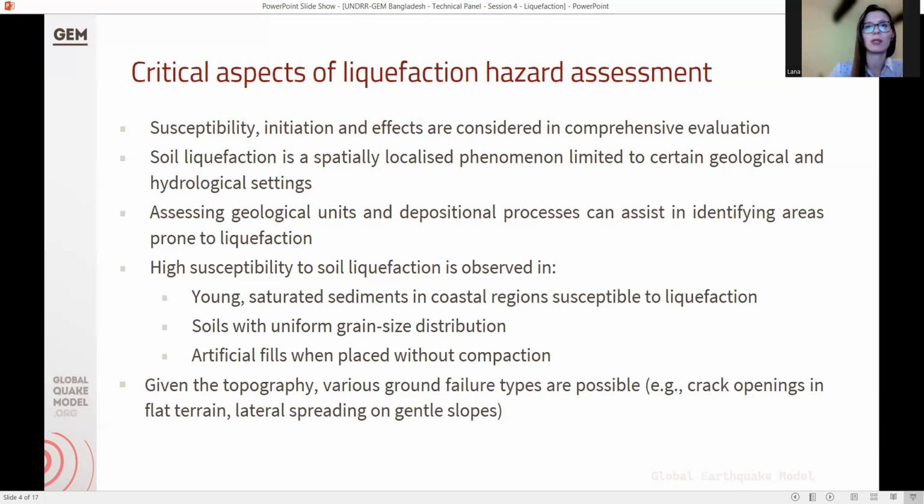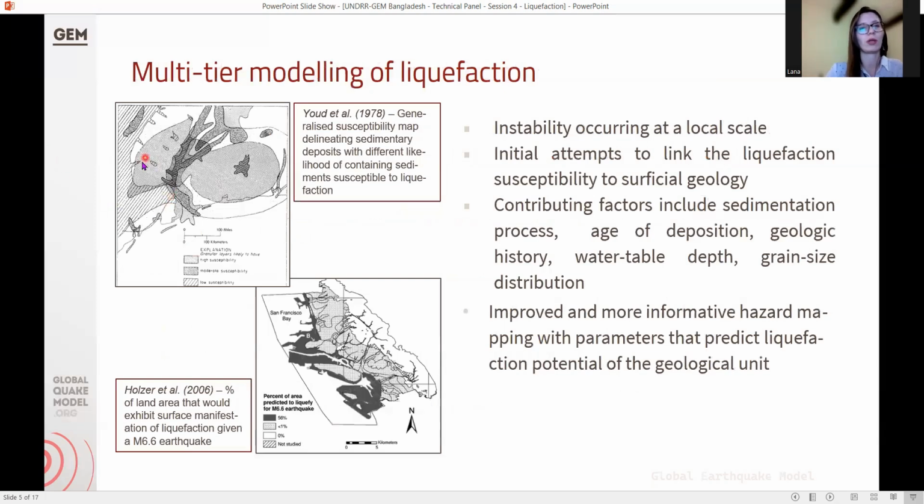Liquefaction is a localized phenomenon that does not occur everywhere, but is rather limited to certain geological and hydrological settings where sedimentation process, age of deposition, water table depth, and grain size distribution characterize the ground failure susceptibility of soils. For example, younger saturated sediments in coastal regions are very susceptible to liquefaction occurrence. Initial attempts to map the soil susceptibility to ground failure beyond the site scale date back to 1978, when geological maps were generated, qualitative in nature, to delineate the regions with higher susceptibility to liquefaction or ground failure in general.